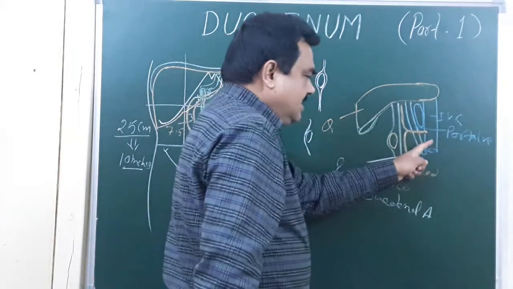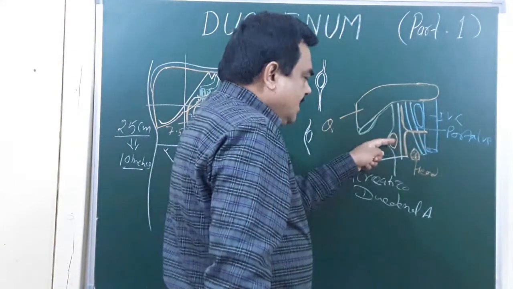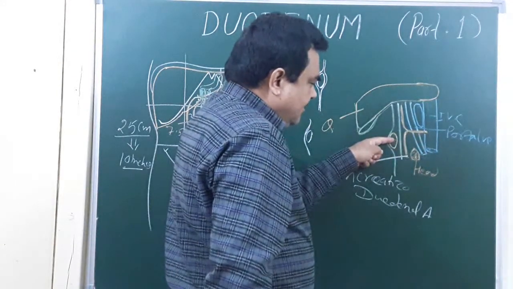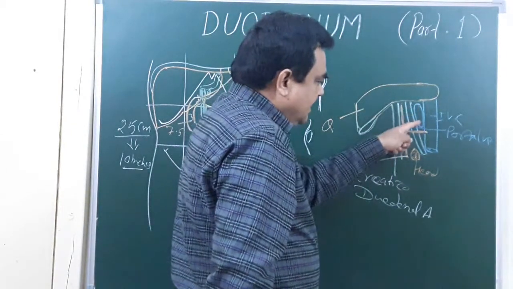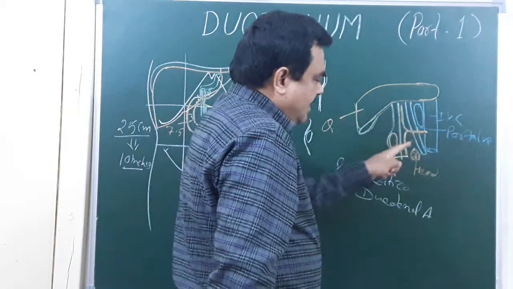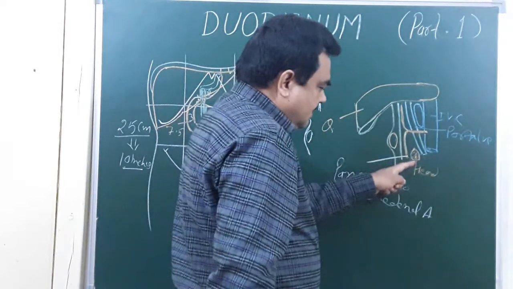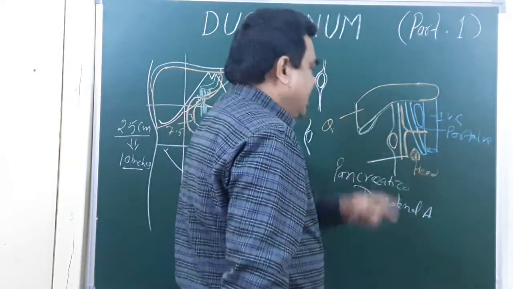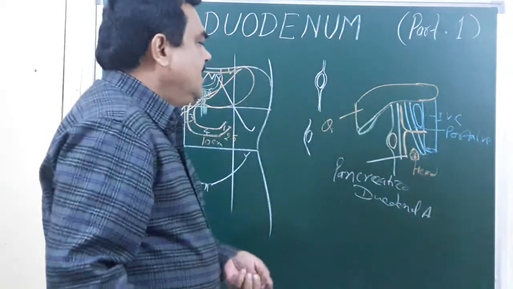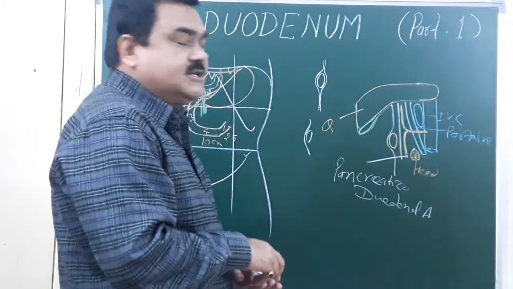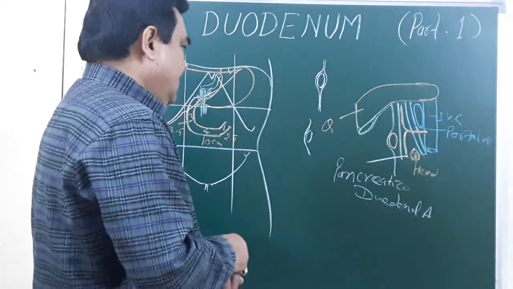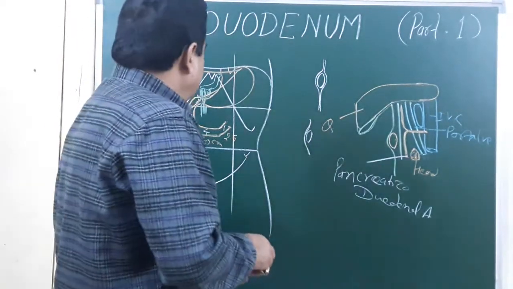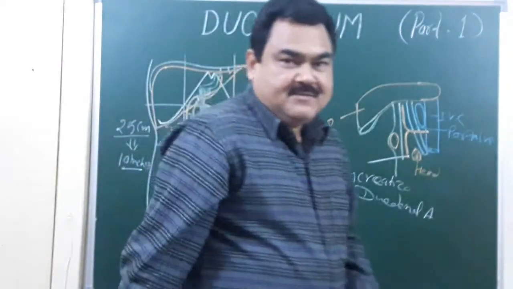Then there is the inferior vena cava. Superior to this, you can see there is the epiploic foramen, and inferior to this structure, this is the head of the pancreas. So these structures are related with the first part of the duodenum. So this is all about the first part of the duodenum.